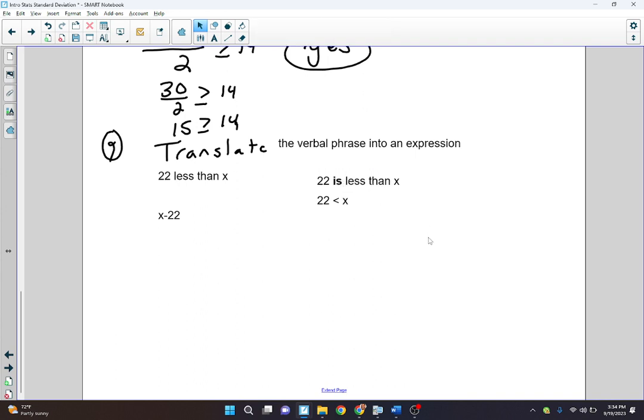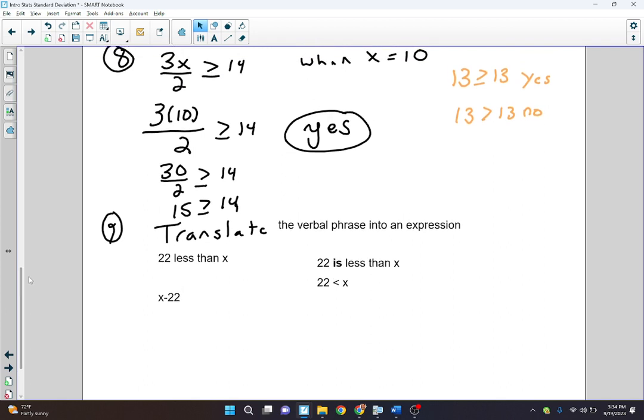How do you get 15? Oh, you do 30. The 30 divided by 2 is 15. Number 10, yes, right? Because it's greater. It's a true statement that's been made.